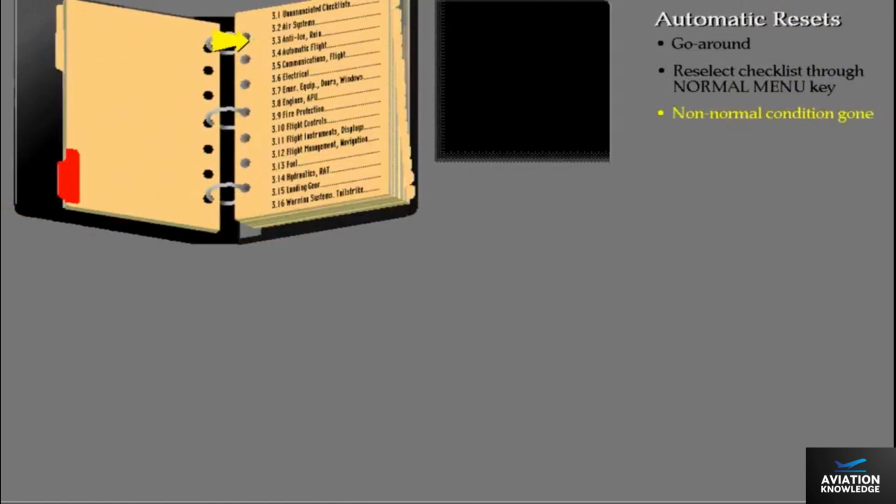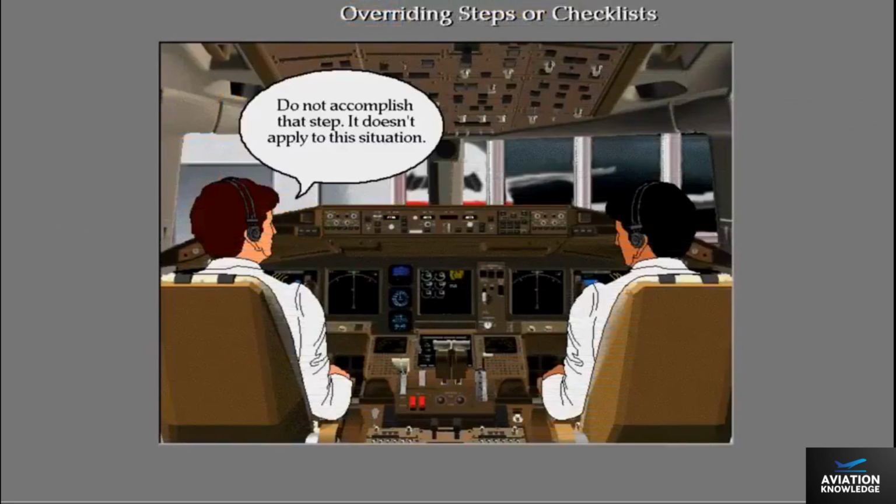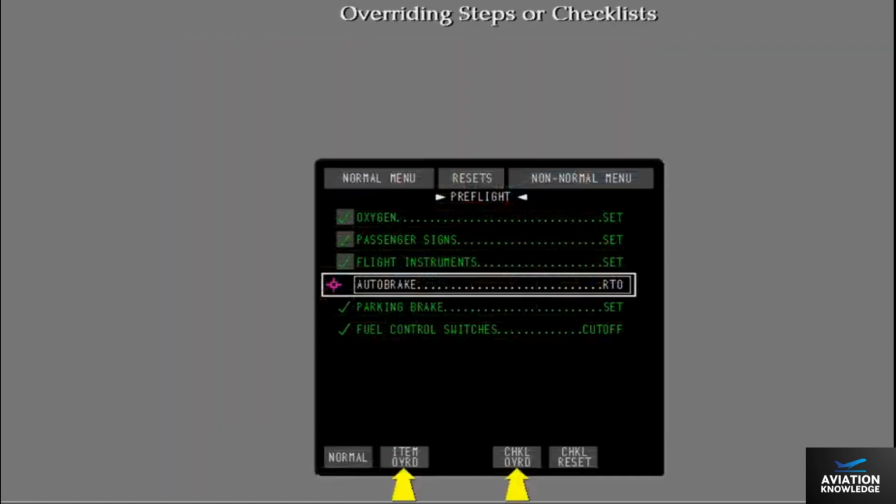Non-normal checklists are automatically reset when the checklists are completed and the non-normal condition no longer exists. If the condition occurs again, the checklist is reset and ready to be redisplayed. If you do not want to accomplish the current step or the entire checklist, it can be overridden. When you override a step or checklist, the electronic checklist system treats it as completed. Checklist steps and entire checklists can be overridden by using the Item Override key and Checklist Override key.